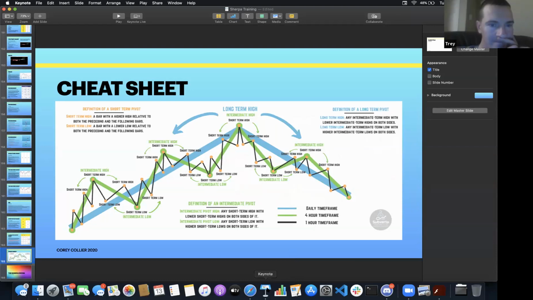So the black is the 5-minute. The green is the 15, and the blue is the 1 hour chart that he was just on. So instead of 1, 4, and daily, it's just swapped. Don't pay attention to this stuff right here. I'm trying to do it in real time. This is 5, 15, 1. It doesn't really matter the exact ones.